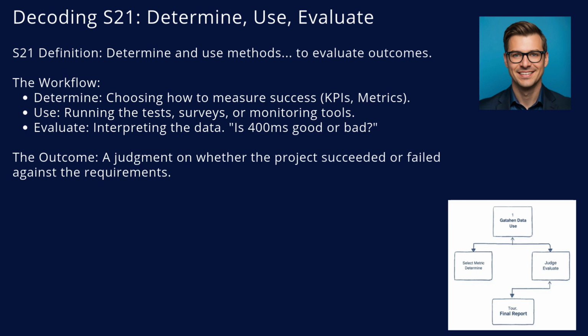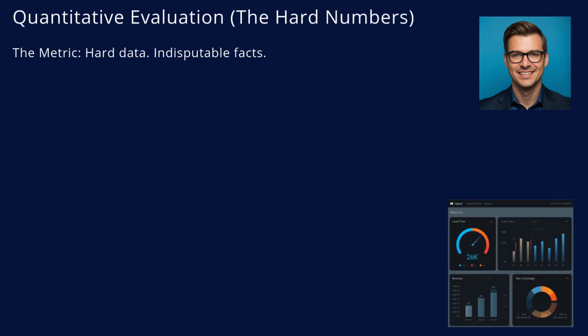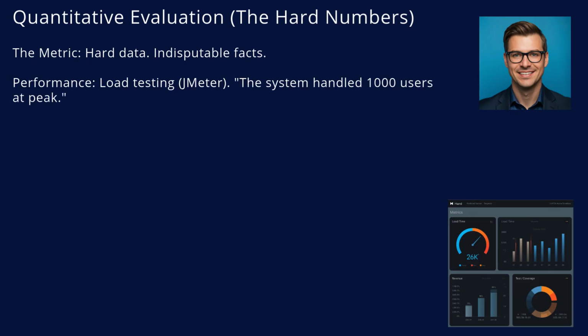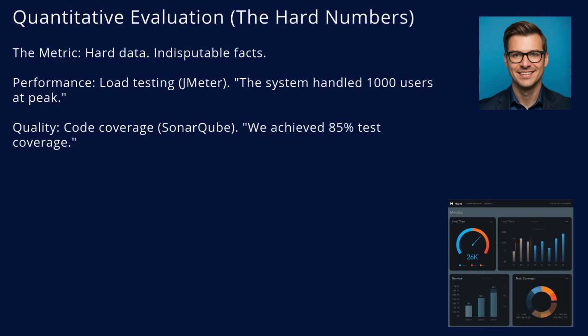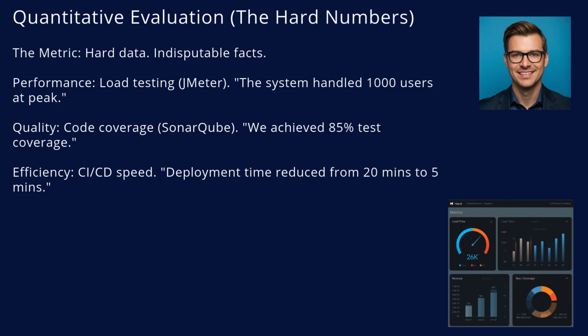The project was a partial success because we met functionality goals but missed performance targets. That is honest evaluation. With quantitative evaluation, these are the hard numbers. They don't have feelings. You evaluate performance using load testing tools. The system handled 1,000 concurrent users. You evaluate quality using static analysis. We achieved 85% code coverage. You evaluate efficiency. We reduced the deployment time by 15 minutes. If you can attach a number to your success, you make it undeniable. This is the language business leaders understand.